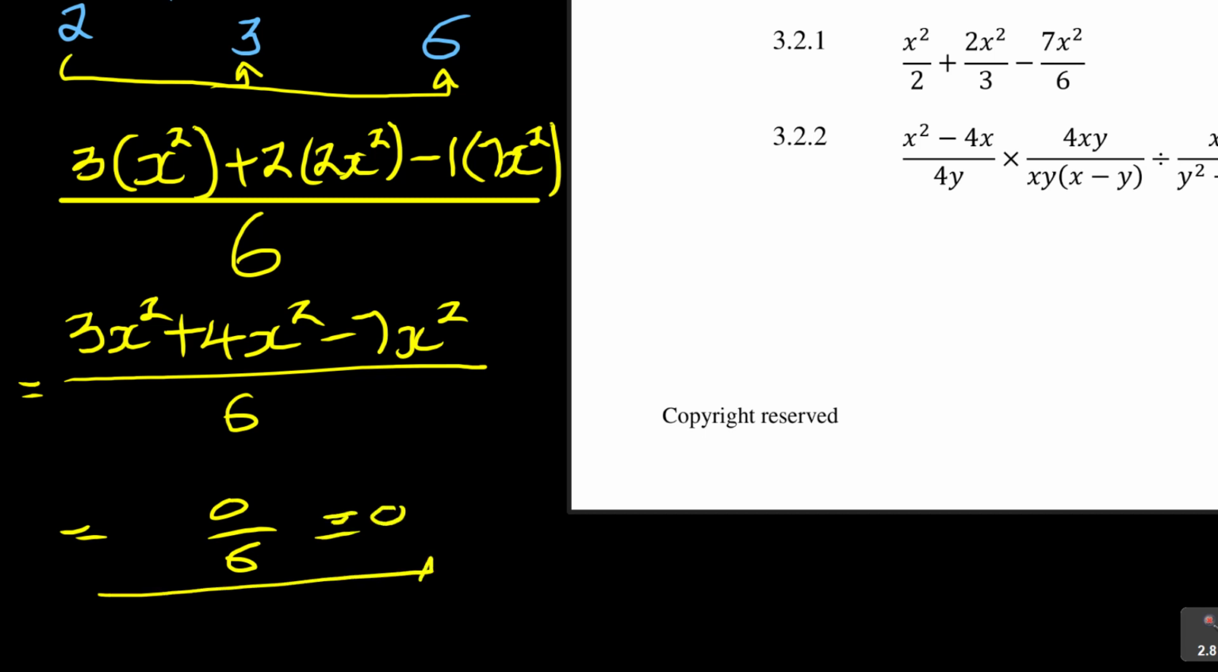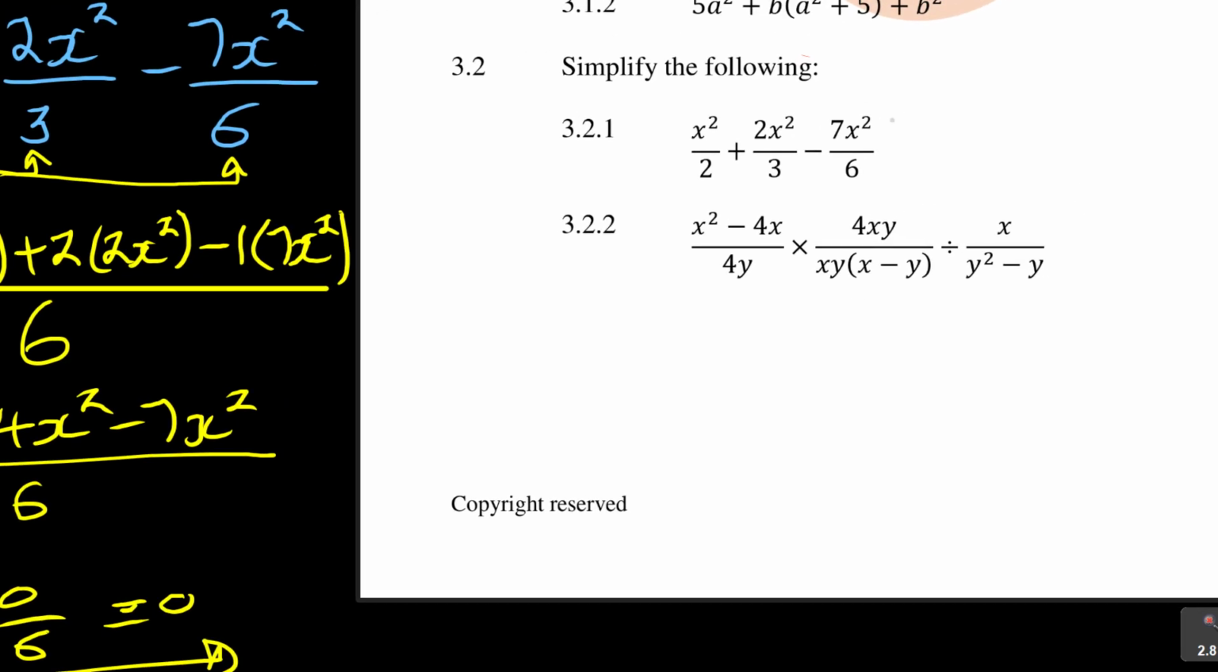Now, you want to test whether you did this right. Just take a calculator quickly. Choose any value of x. Let x be equal to 2. There's no y, so it's just x. Where there is x, can you put 2? It must give us 0. Can you try that? Yes, let me check. It must say 2 squared over 2 plus 2 times 2 squared over 3 minus 7 times 2 squared over 6.